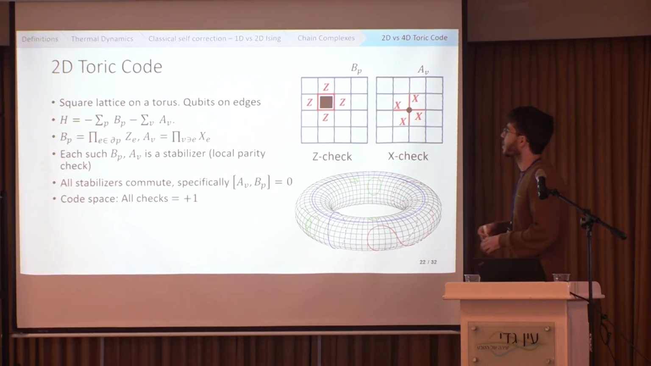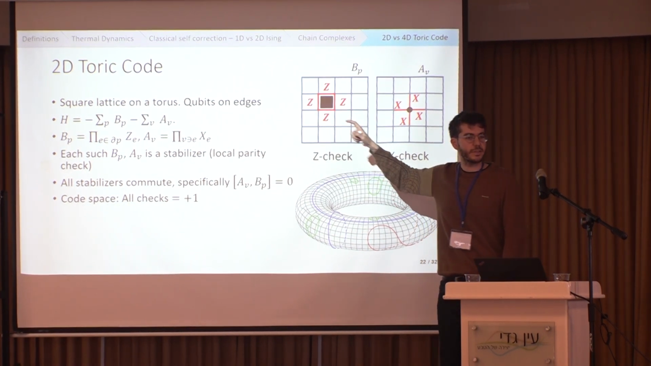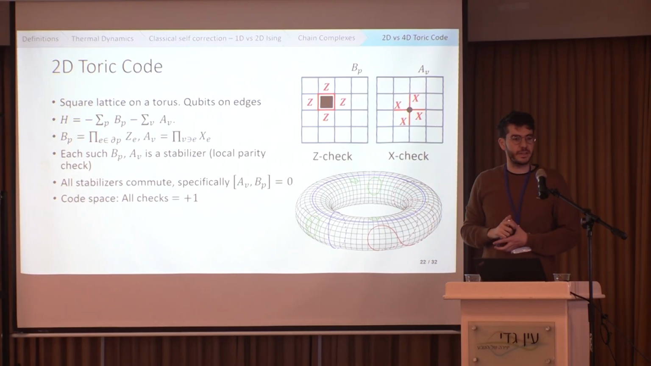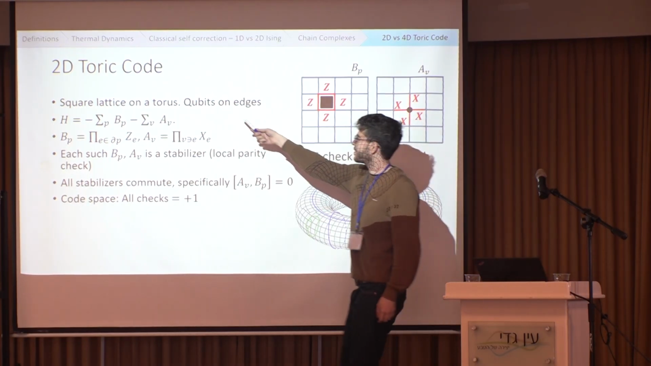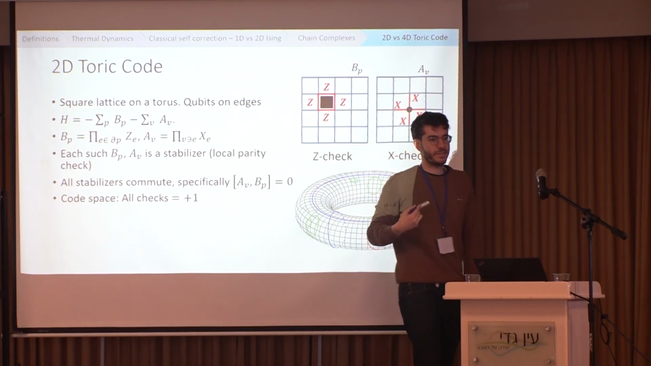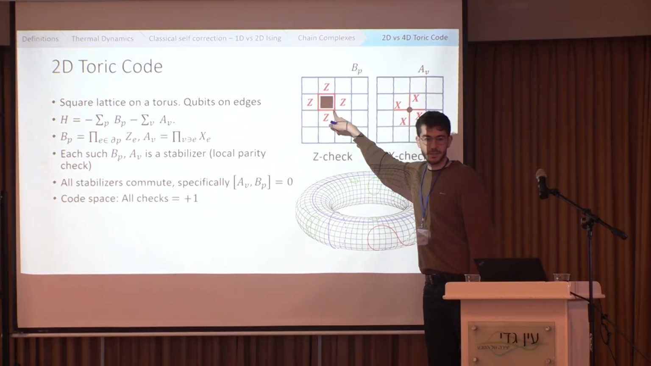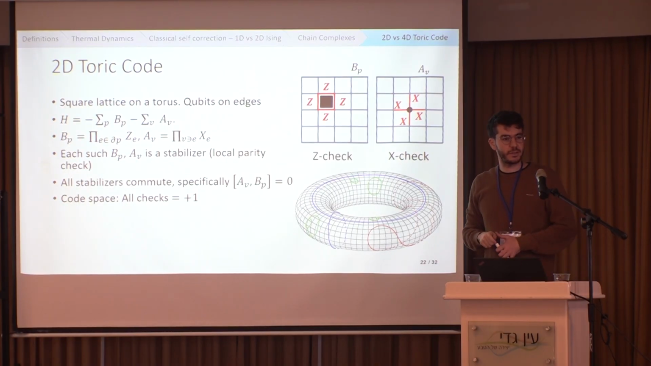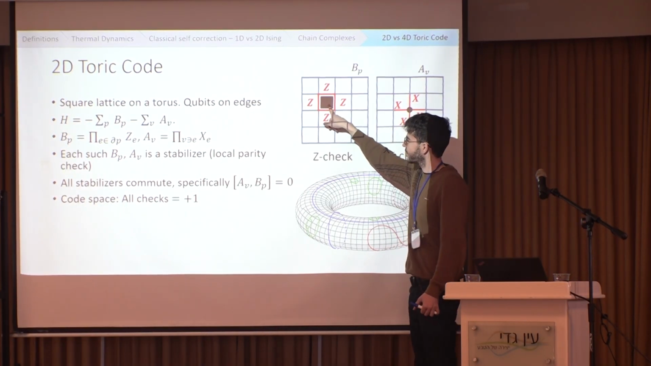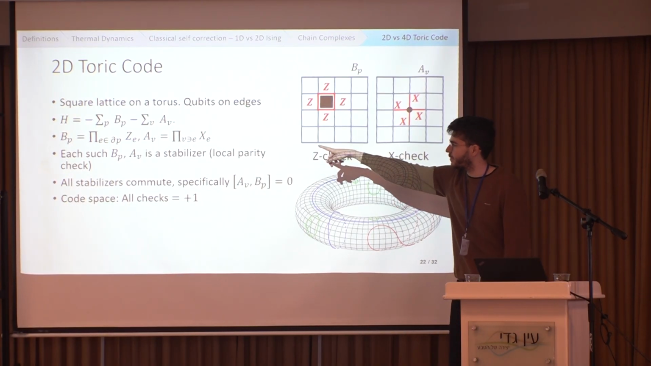No. Spins are on the edge. Qubits sit on the edges. Now the spins are on the edge. Yes. And in the picture on the right, what is the dot? That's the X check, which is the A term.